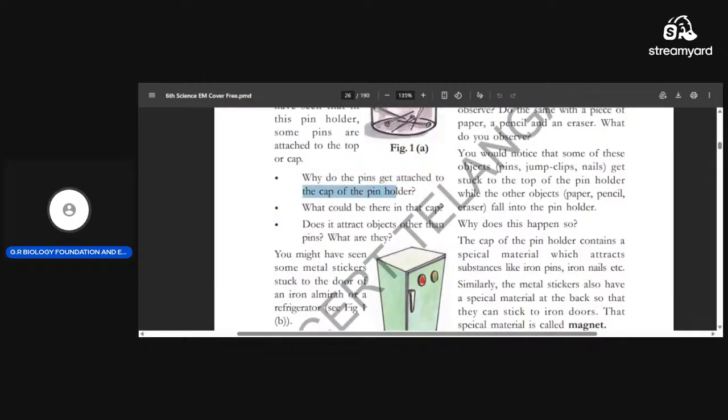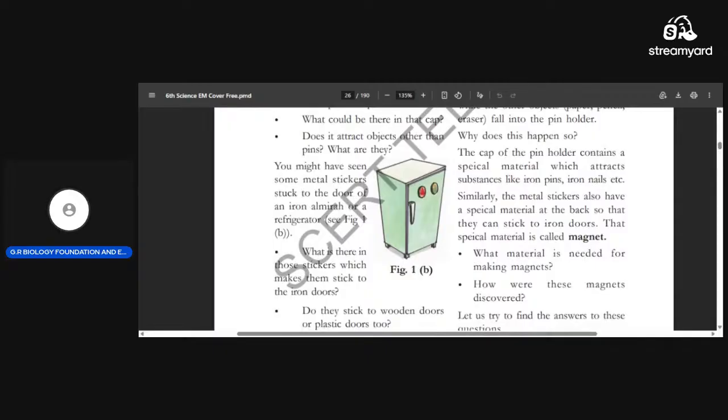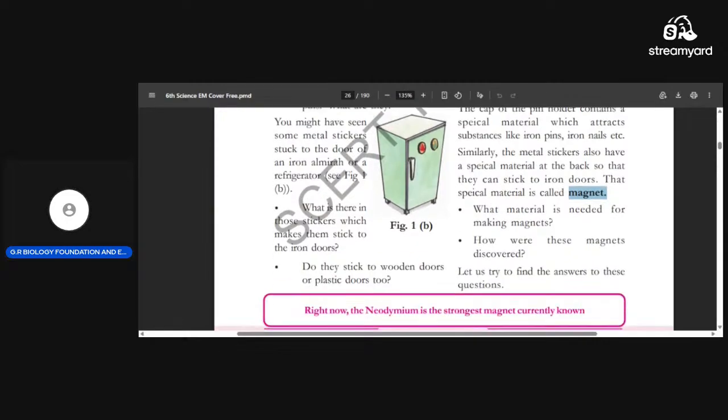So for this question, we made an answer that is a magnet. So here is a magnet. You can see, on the back side of the stickers or pin holder cap, a magnet is there. Magnets attract only iron objects. That is the conclusion of this activity.